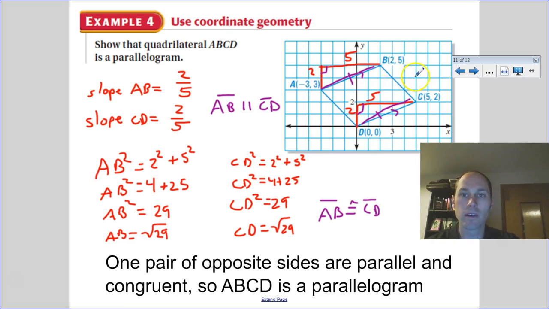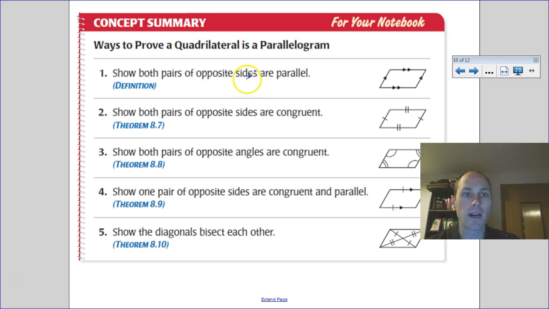Maybe you proved these sides parallel or congruent. That would work as well. So we found different ways to prove that a quadrilateral is a parallelogram today. And we've also looked at some of the different properties of parallelograms. Opposite sides parallel, opposite sides congruent, opposite angles congruent, consecutive angles supplementary, and diagonals bisect each other. So do some work in your assignment on that.